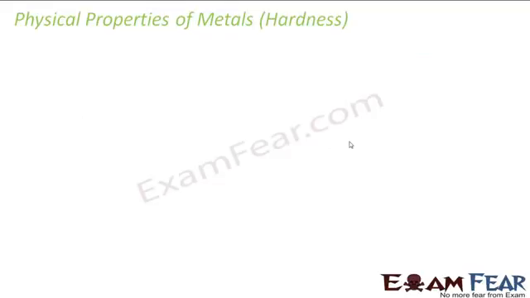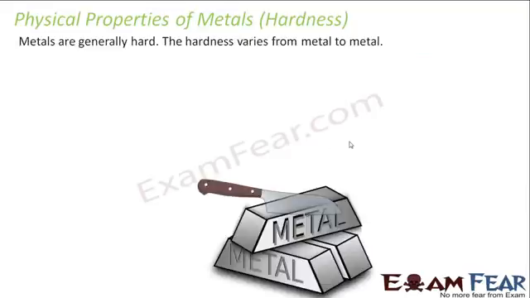If you talk about hardness, we'll see that most of the metals are hard. I'm telling most of the metals. For example, sodium is not hard. You can cut it with a knife. But most of the metals you can't cut with a knife. You take gold, you won't be able to cut it with a knife. You take silver, iron, copper, it is difficult to cut with a knife. So that's why I say that metals are generally hard. That means most of the metals are hard. It's not a rule that metals have to be hard, but most of the metals are hard, right? And the hardness varies from metal to metal.